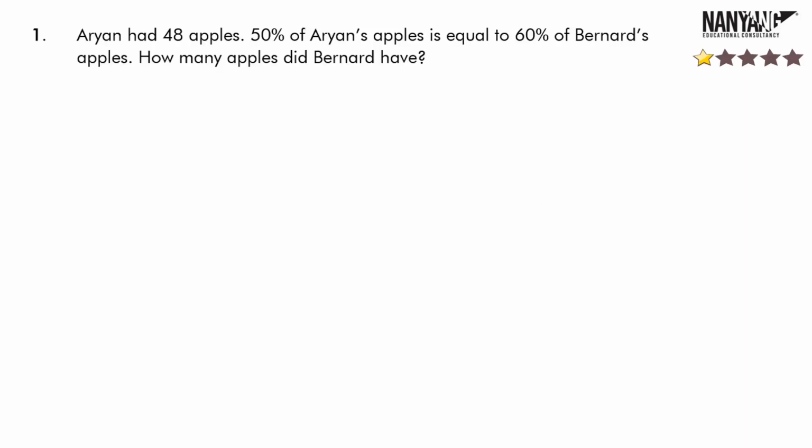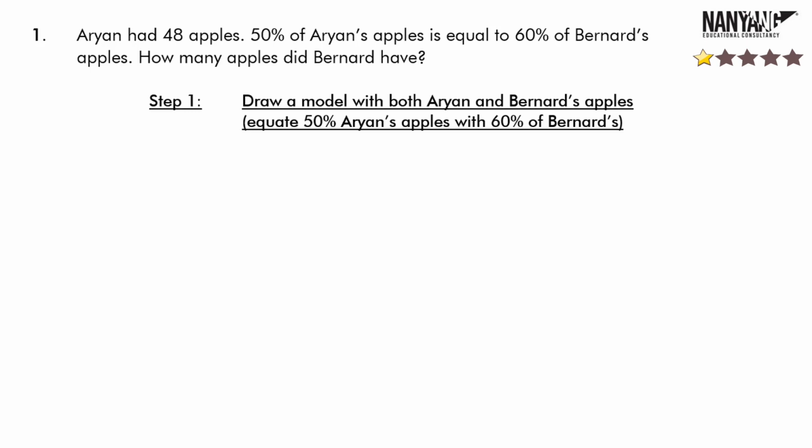So now let's read our first question. Aryan had 48 apples. 50% of Aryan's apples is equals to 60% of Bernard's. So how many apples did Bernard have? Our first step will be to draw a model with both Aryan and Bernard's apples. We equate 50% of Aryan and 60% of Bernard. So let's draw our model.